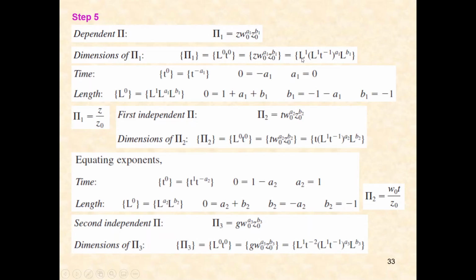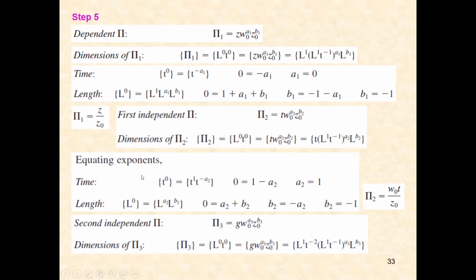We know that z has dimension L. The velocity has dimension L1 T minus 1, and it's raised to the power of a1. We need to find a1. And z0 is L to the power of b1. So we can solve for a1 and b1. From here, you can find that a1 is equal to 0, and when we solve the length, we get that b1 equals minus 1. So pi 1 is equal to z, and w0 is to the power of 0, so you can just remove it, and z0 is to the power of minus 1. That's how we get this non-dimensional parameter, the non-dimensional z. It's equal to z over z0.